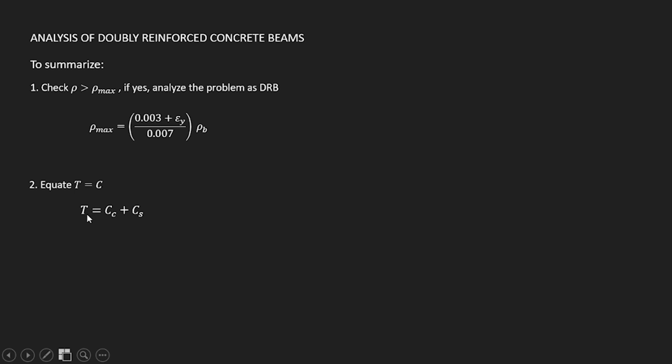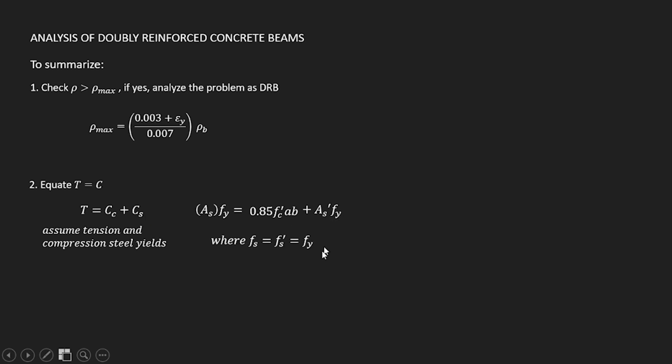Tapos number 2, after natin ma-check yan, we will now equate the T equals to C. Or yung T natin, or T1 plus T2, and sa kabila na C, meron tayong dalawa na Cc and Cs. So after natin ma-equate, we will assume that tension and compression still yields. So, ibig sabihin, gagamitin natin stress for our T is Fy and for our Cs is Fy din. So, in-equate lang natin yung Fs prime sa Fy. So, after equate natin yan, we will solve the value for A and C.